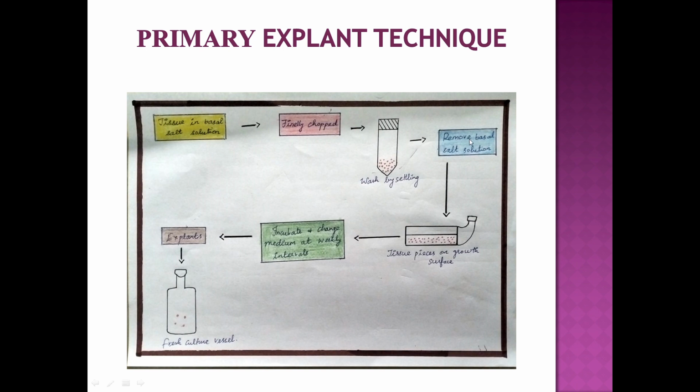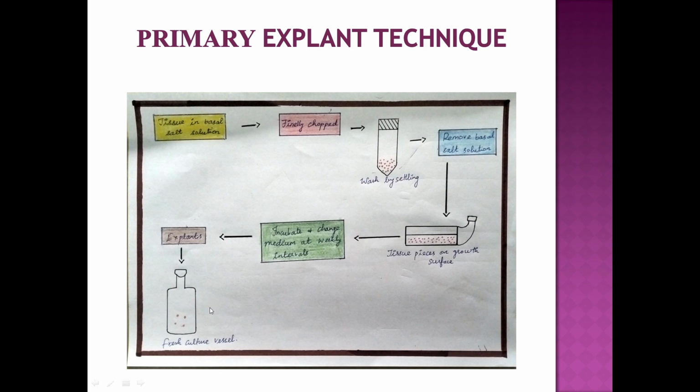The tissue pieces are spread evenly over the growth surface. After the addition of fresh medium, incubation is carried out for 3 to 5 days. Then the medium is changed at weekly intervals until substantial outgrowth of cells is observed. Now the explants are removed and transferred to fresh culture vessels.